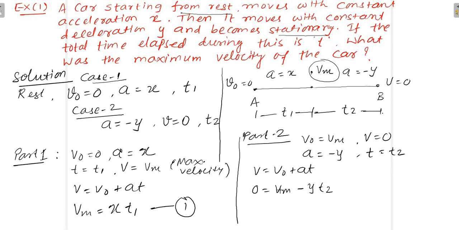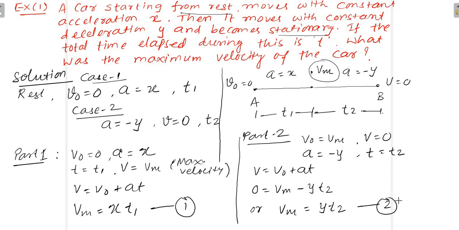So you have Vm over here also. So how do I, Vm can have only one expression. So from this, what do we have? Vm is equal to y into t2, right? So this is equation number 2.